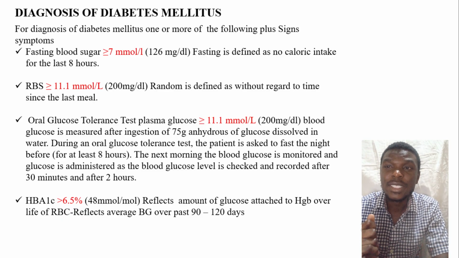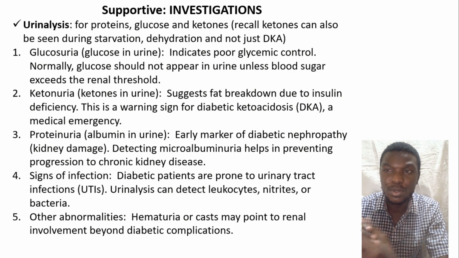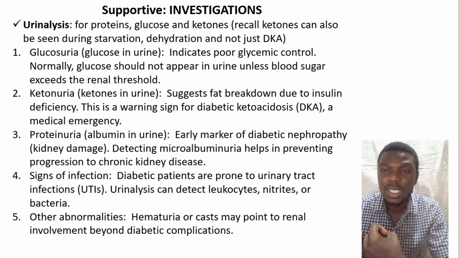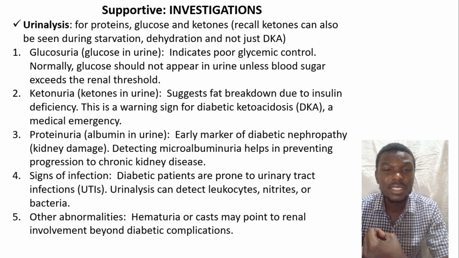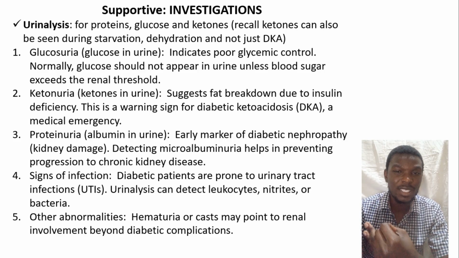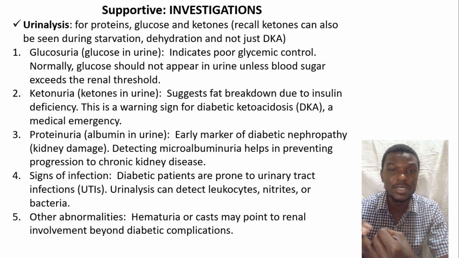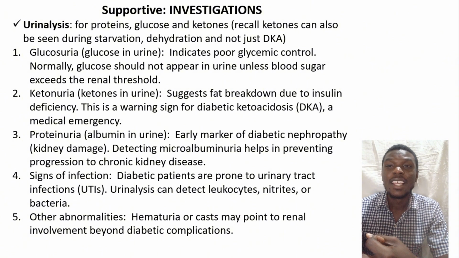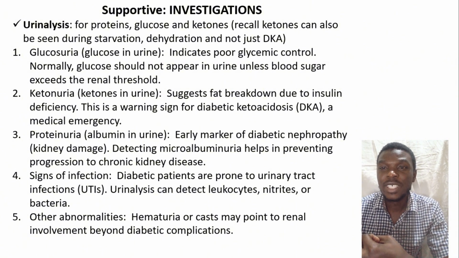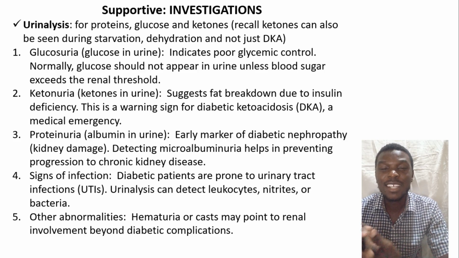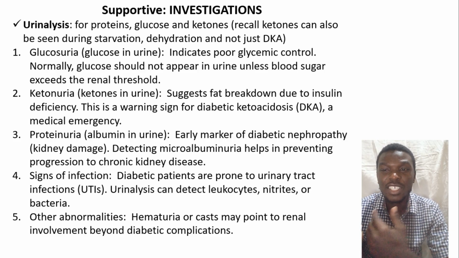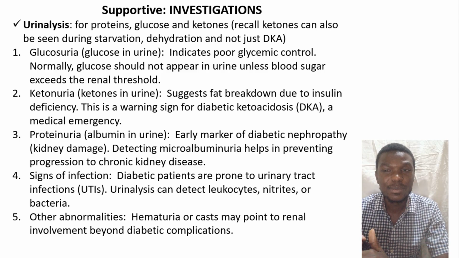Other supportive investigations that you do include urinalysis. So in urinalysis, you're checking for glucose. Remember, if there's high glucose, it will spill into the urine, so you can do a urinalysis. Then you can check for ketones in urine. You can check for proteins in urine. You can also check for infections.